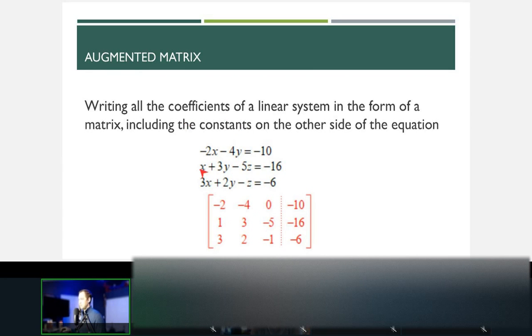The second line, we have our 1x, 3y, negative 5z equals our negative 16 constant. That's our second equation. And the third equation is our third line, our third row. We have a 3x, we have a 2y, we have a negative 1z equals negative 6. So I put this vertical dashed or dotted line just to show that's their equal sign. When you actually create your matrix, you don't actually put this dashed or dotted line to show that. You would just have a 3x4 matrix written out.